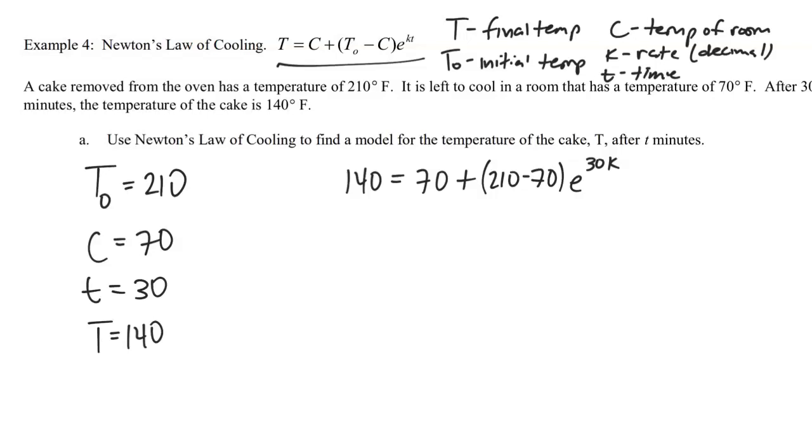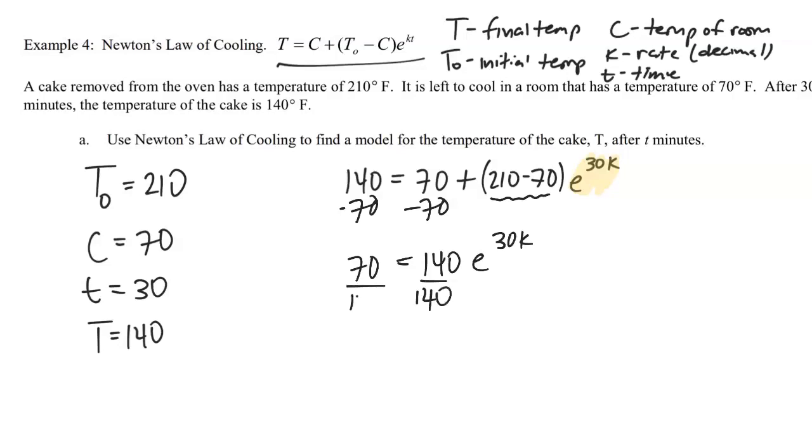Again, I'm going to isolate my exponential expression, which is all the way down here. It's this e to the 30k. The first thing I'm going to have to do is subtract this 70 to the other side. That's going to give me 70 is equal to, I'm going to reduce this parentheses, 210 minus 70 is 140 e to the 30k. Now, in order to get e to the 30k by itself, I'm going to have to divide both sides by 140. That's going to give me 1/2 is equal to e to the 30k.